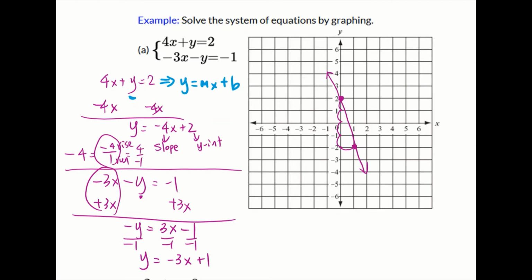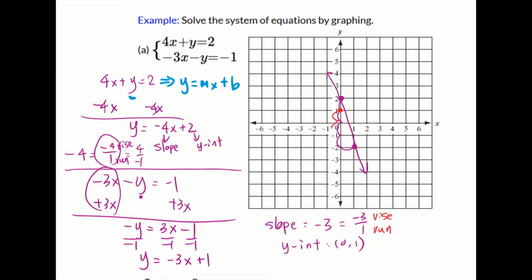This means your slope is negative 3. I will see it as negative 3 over 1 here. And the y-intercept is (0, 1). Okay, so I'm going to start graphing by putting the y-intercept, which is (0, 1). To find the second point, I will use the slope. Rise over run is negative 3 over 1. That means I will go down by 3 units.